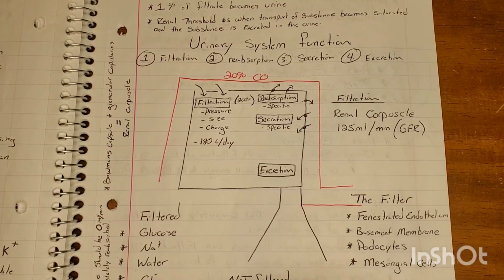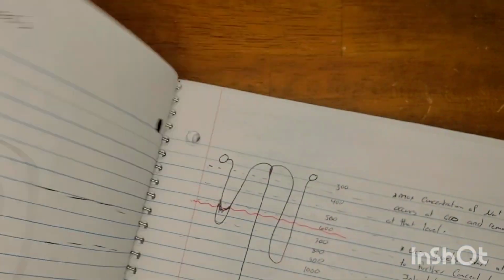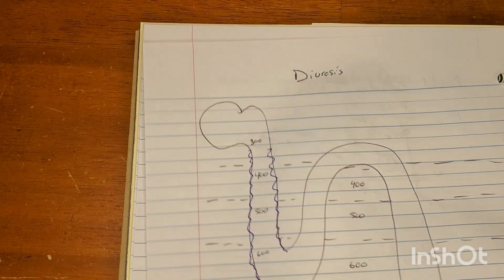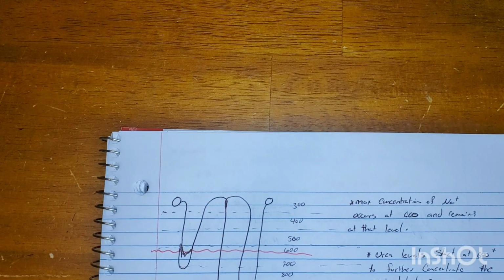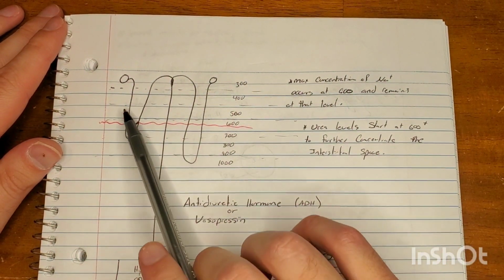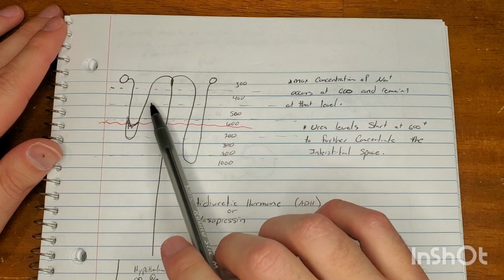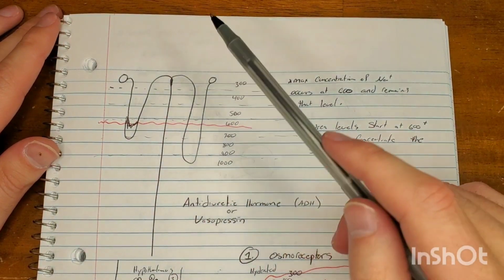We can talk about the loop of Henle really quick. I don't have it drawn out. I have it maybe in this other book. Let me see if I have it drawn out. I do. This will be rough, but we are going to do our best here. We have different parts of our kidney. You'll remember we have our medullary and our cortical parts. We have cortical nephrons and we have juxtamedullary nephrons.